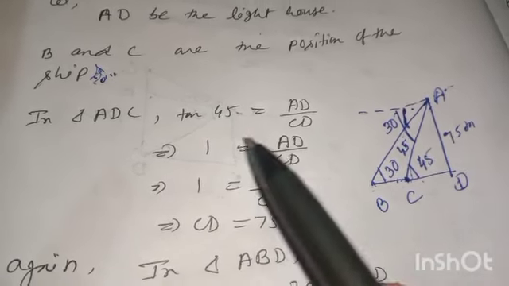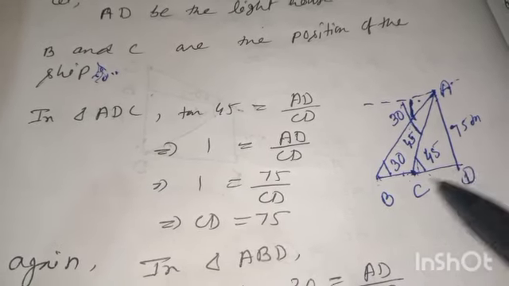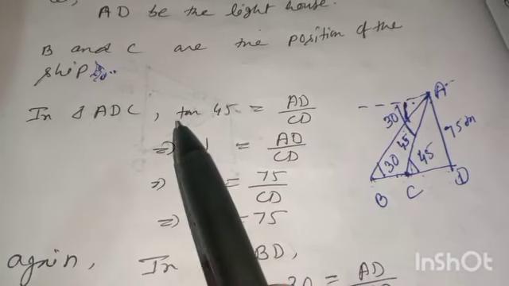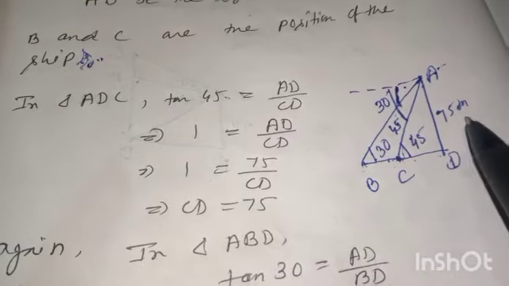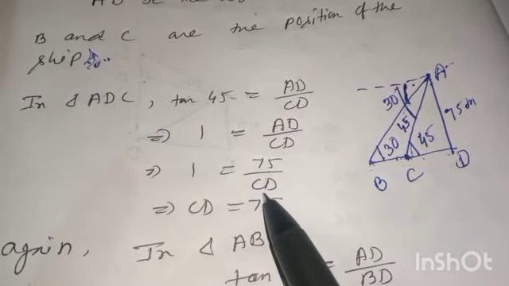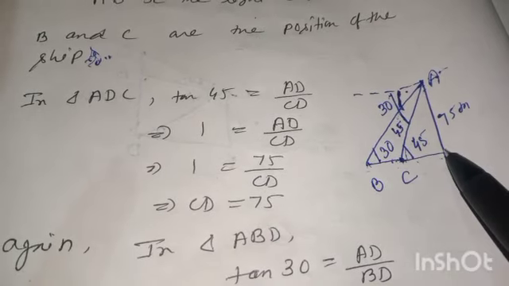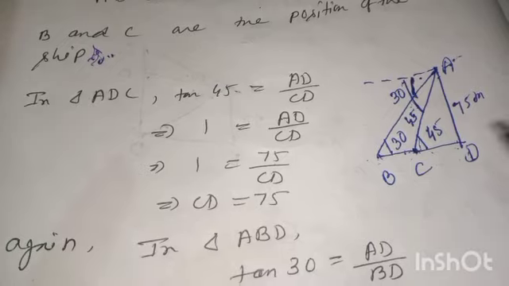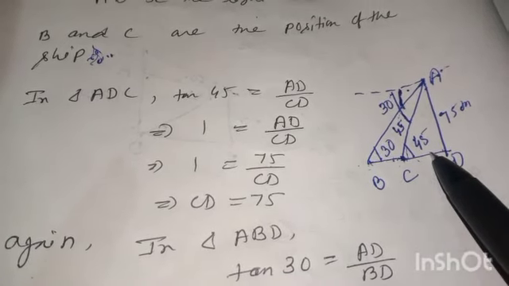If you use tan 45 degree here, tan theta is equal to what? P by B. It means AD by DC. So I have written tan 45 equals AD by CD. The value of tan 45 is 1, so 1 equals AD by CD. The value of AD is also given, the height is how much? 75 by CD. That means if you cross multiply, you will get CD is equal to 75. After getting the value of CD, now if you use triangle ADB and the same ratio, you will get BD. After getting BD, you subtract CD from BD, you will get BC.